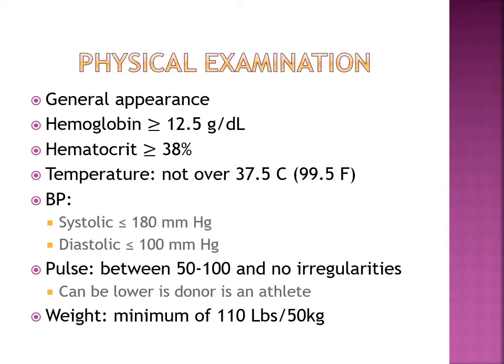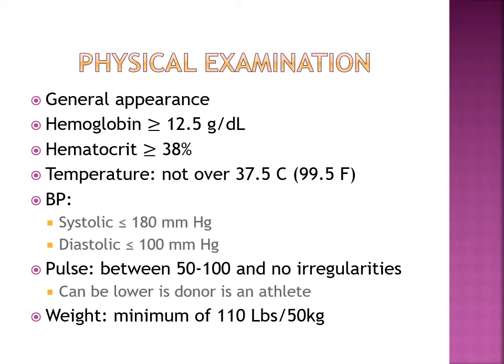So for the physical examination part of the donation process, we'll look at the general appearance. Do they look sickly? Are they sweating? They look like they're not suitable to give blood. Then we want to have a hemoglobin of greater than 12.5 grams per deciliter with a hematocrit of 38%.